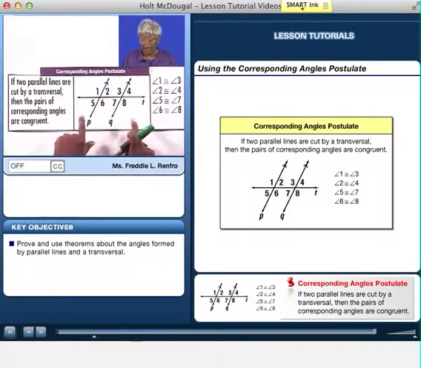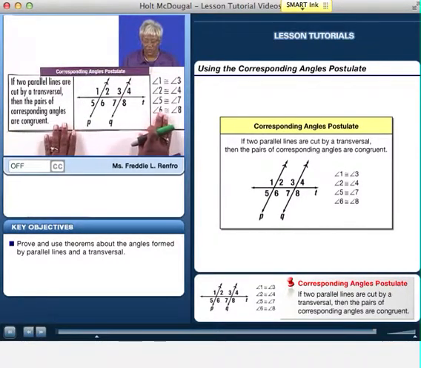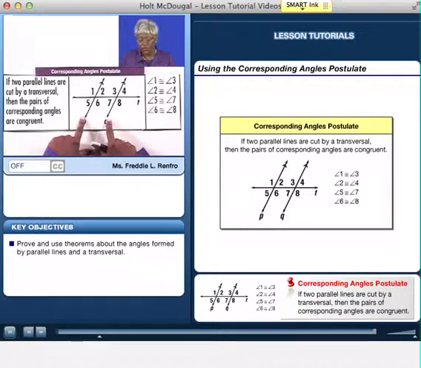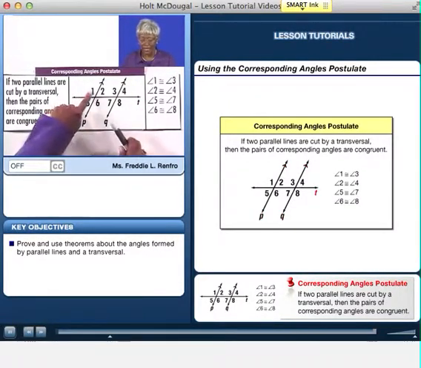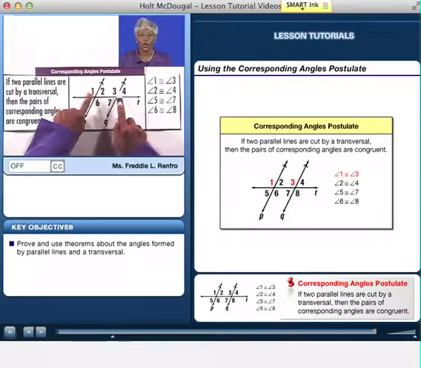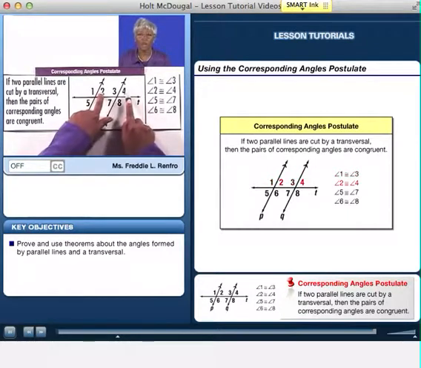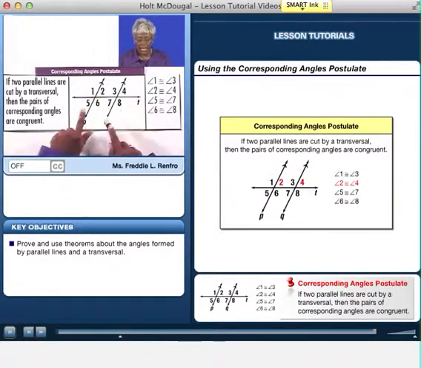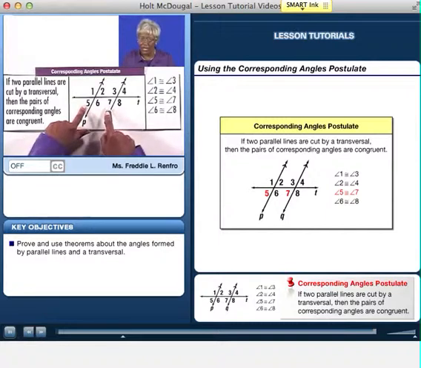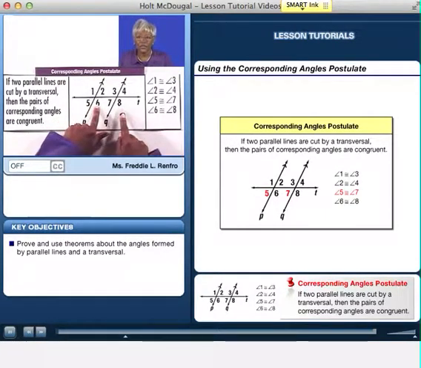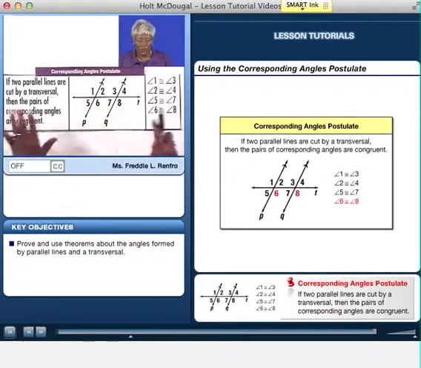I see 4 pairs of corresponding angles. If these two lines, P and Q, are parallel, which they do appear to be, cut by transversal T, then angles 1 and 3 are congruent, they're corresponding. Angles 2 and 4 are congruent. Angles 5 and 7, corresponding, congruent. And angles 6 and 8 are congruent, corresponding angles.